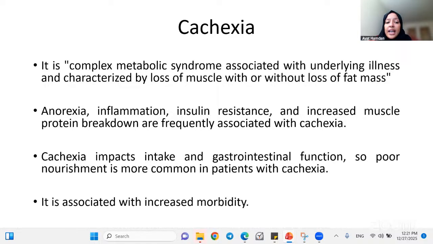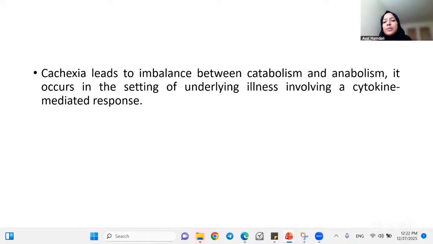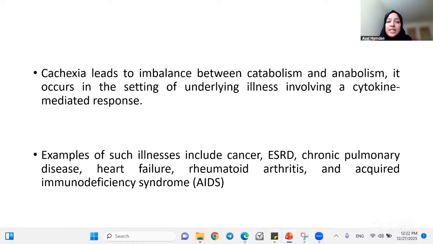Cachexia is associated with increased morbidity, and it is just an imbalance between the catabolism and anabolism of the body. It occurs in the setting of an underlying illness that usually involves a cytokine-mediated response. Which diseases can lead to cachexia? The most famous are cancer, end-stage renal disease, chronic pulmonary disease, heart failure, rheumatoid arthritis, or AIDS.